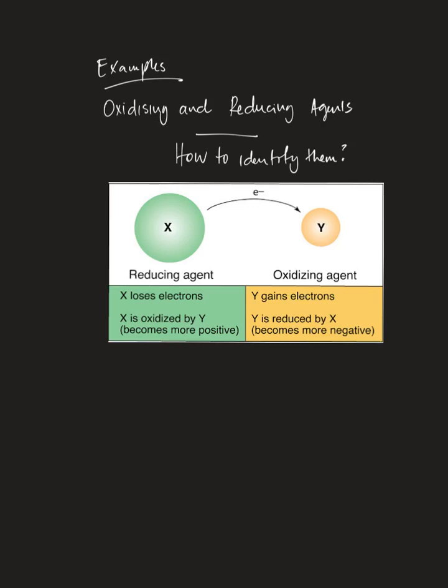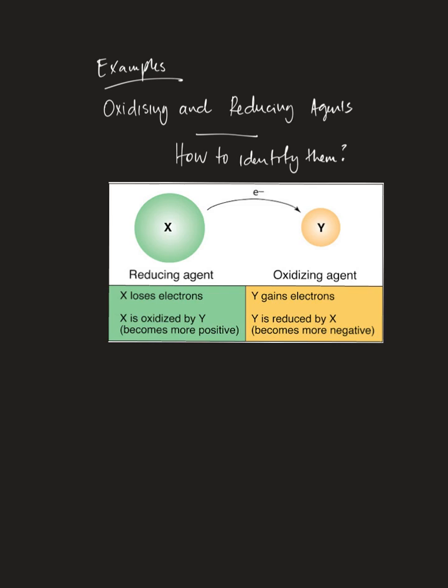Right, the next thing we're looking at here are examples of oxidation and oxidizing and reducing agents, and how do I identify them. So the first thing that I've got to have in front of me is my information. I tend to always make sure that I have my information in front of me.